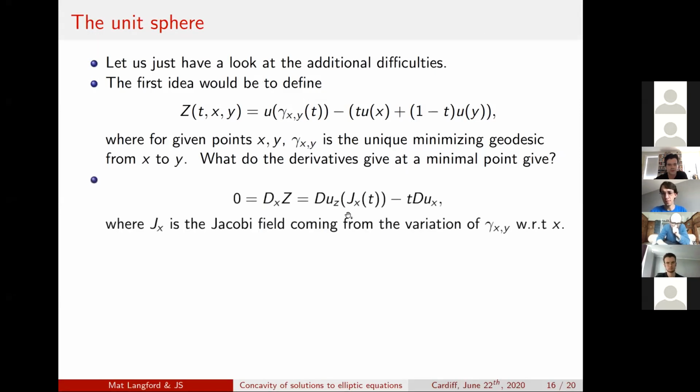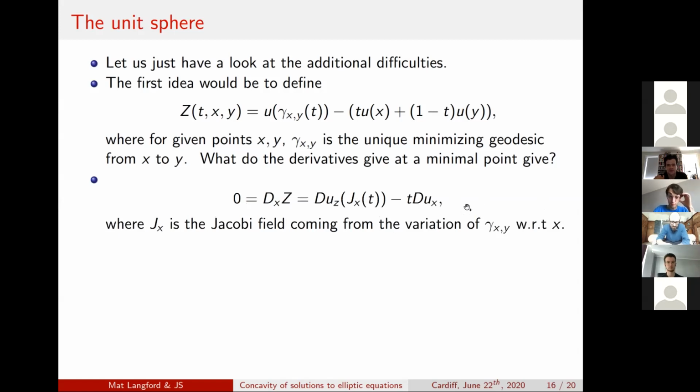Right. So we want to follow the same procedure. Here's the derivative. Of course, the x derivative is 0, but now you have to use the chain rule, and this gives you a derivative at the point z. And what is the derivative of the gamma with respect to x? If you vary geodesics with respect to endpoints, you get Jacobi fields, and we denote this Jacobi field by J of x, which comes from the variation of this geodesic with respect to x. And here we have no problem, right? That's just linear again.